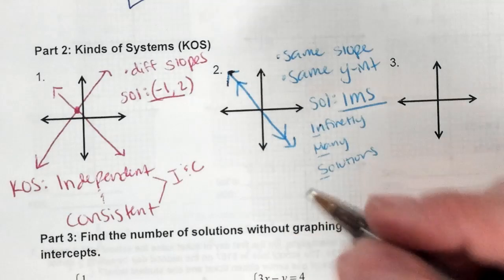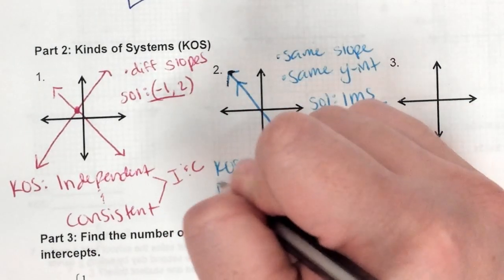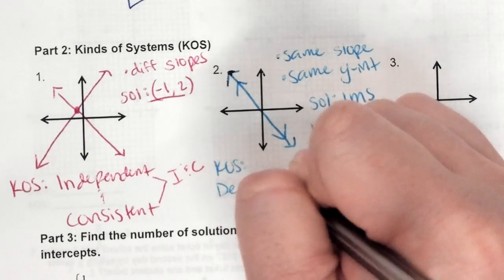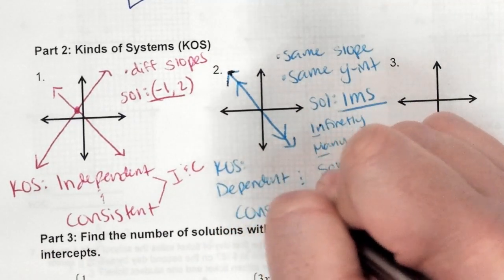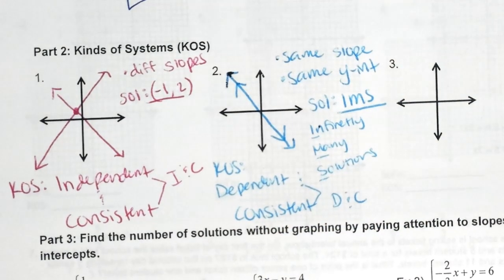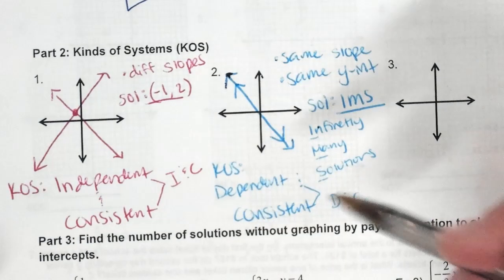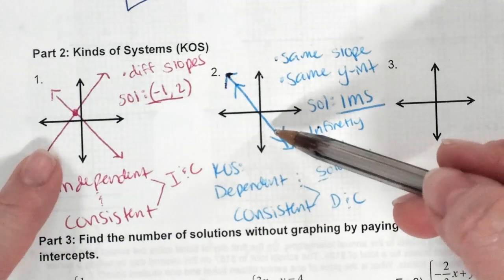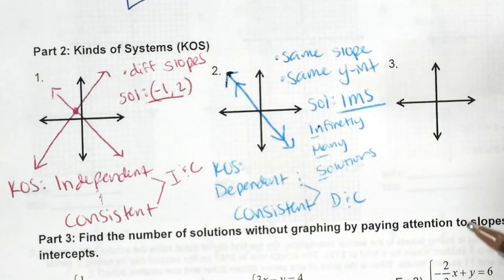Okay, and our kind of system here is dependent and consistent. So we'll use D and C here. Dependent because aren't the lines exactly the same? Yeah. And consistent because there's still a solution. So anytime there's a solution, it's consistent. If they're different, it's independent. If they're the same, it's dependent. Okay?